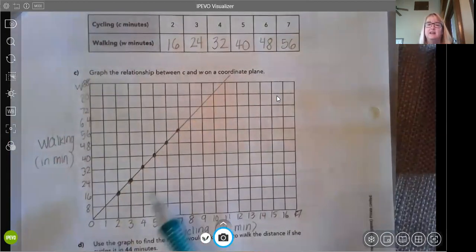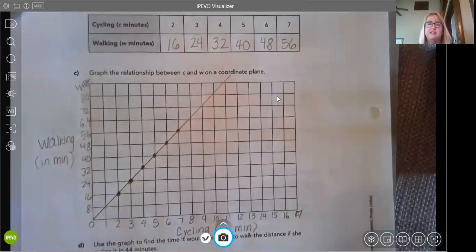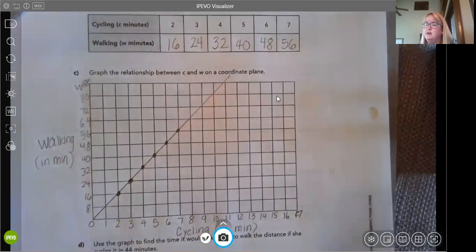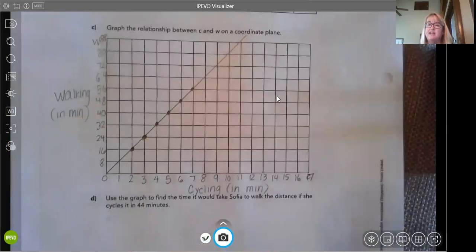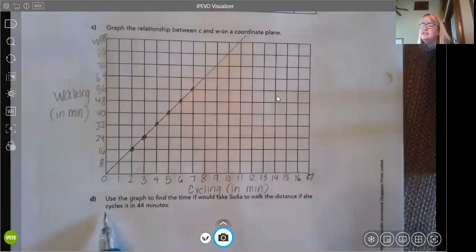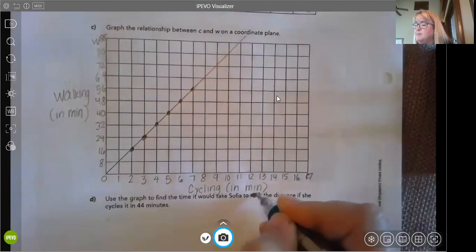All right, we have drawn our first linear equation. We have graphed it on a coordinate plane. Again, I don't expect you to understand. This is an introduction. Part D says to use the graph to find the time it would take Sophia to walk the distance if she cycles it in 44 minutes. I think that this is a mistake.